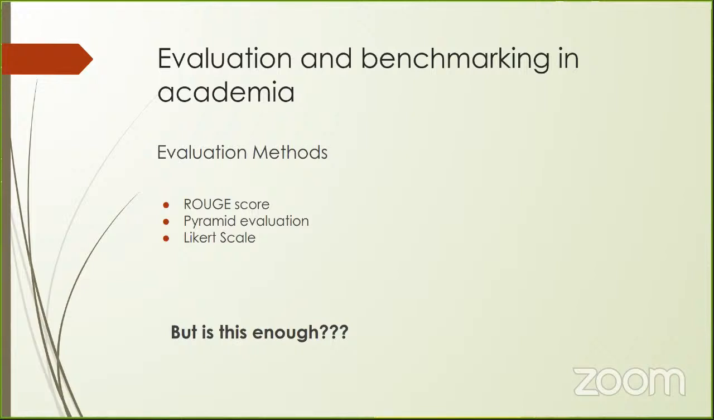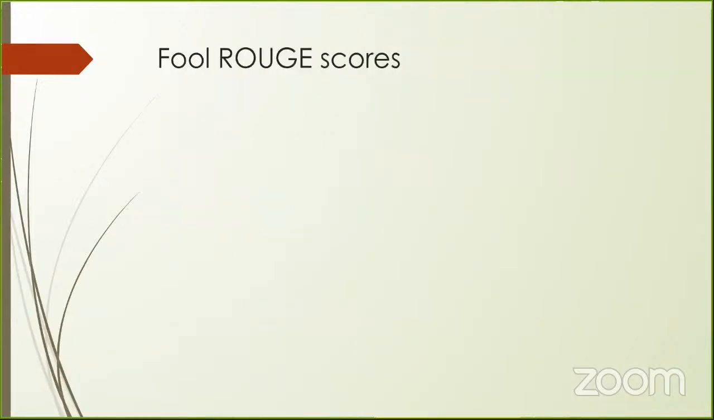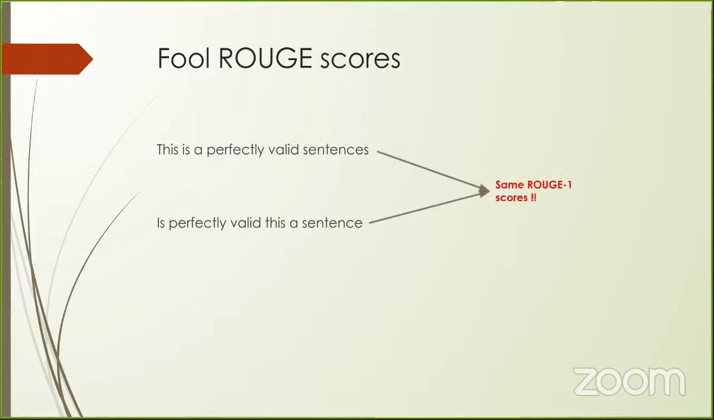This is how we do things in academia. When we do academic research, these are the criteria that we use. But is this enough? It's easy to fool ROUGE. So this is a perfectly valid sentence. Is perfectly valid this a sentence? Both have the same words. The second sentence doesn't make any sense. They will give you the exact same ROUGE scores. So ROUGE score is useless when it comes to generative or abstractive summaries because it doesn't take into account grammar.